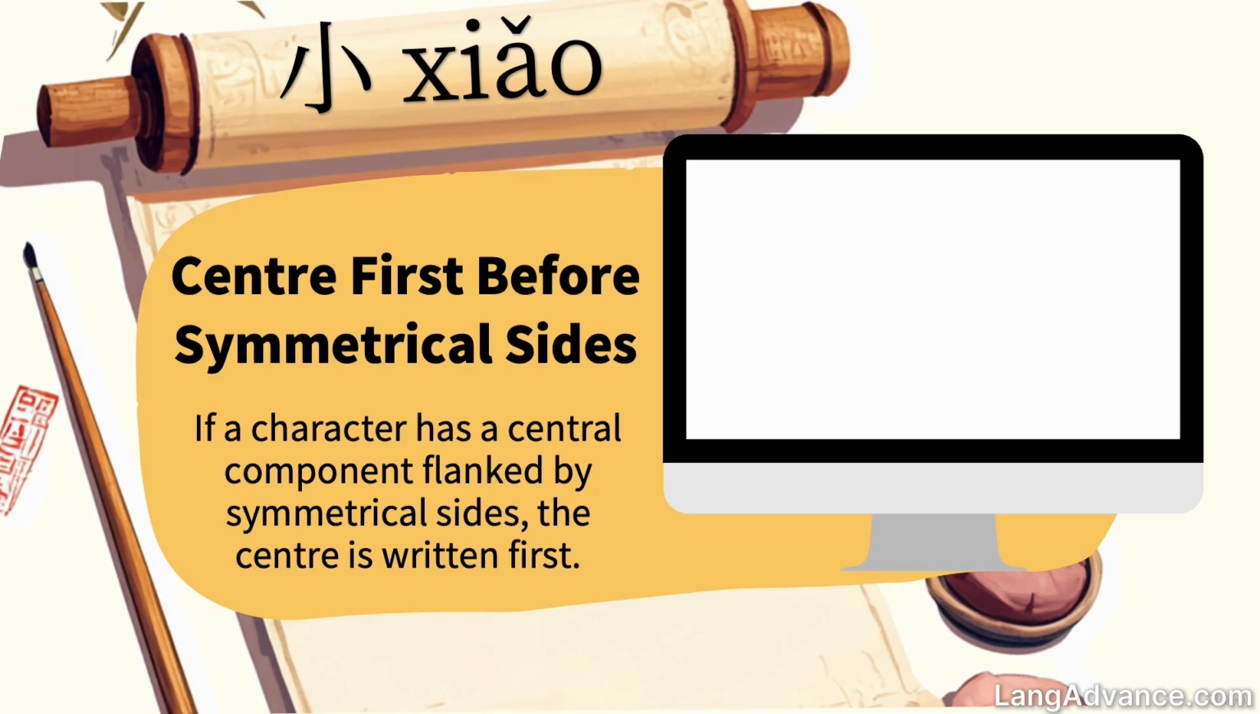Our last rule, center first before symmetrical sides. Using the example of 小, if a character has a central component flanked by symmetrical sides, the center is written first. We write the middle, left, then right. Awesome.